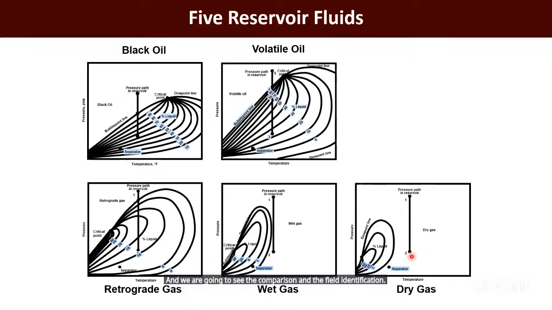So in general, we have a classification of the main five reservoir fluids, or five hydrocarbon fluids: two oils, black oil and volatile oil, where the main difference is the amount of gas; retrograde gas, which has a retrograde effect, like we illustrated; and wet gas and dry gas, where the main difference between them is the separator conditions.